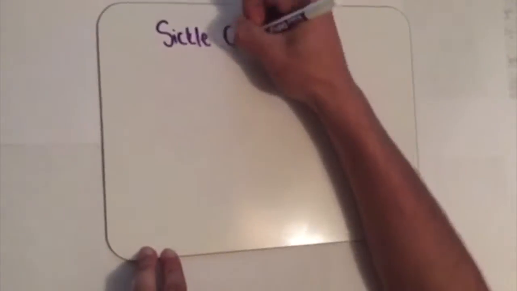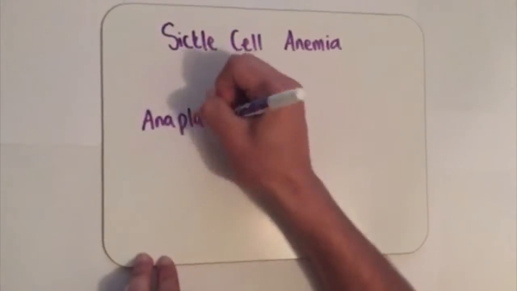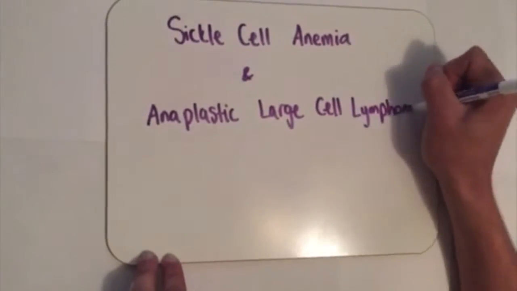Hey guys, this is Hossein Karnesh, and we're going to talk about the cell cycles of sickle cell anemia and anaplastic large cell lymphoma.